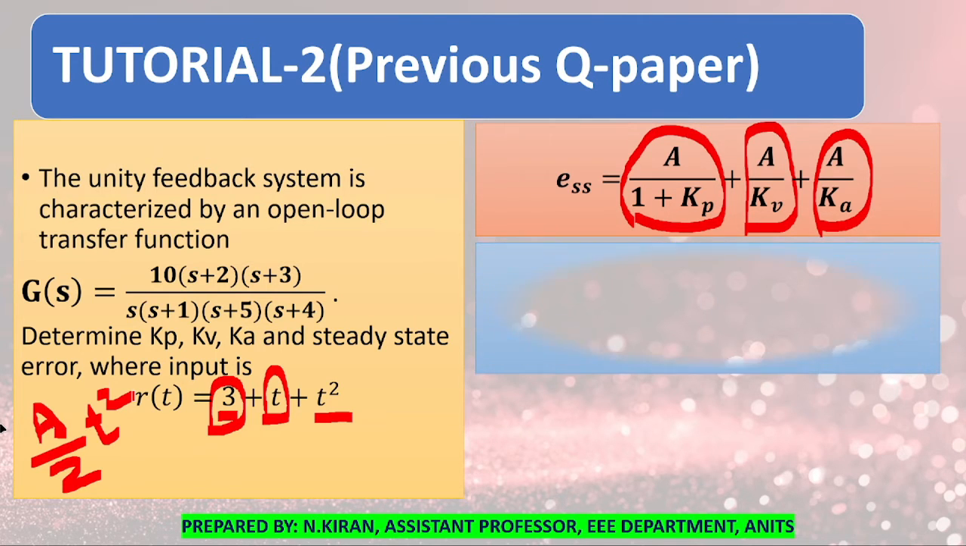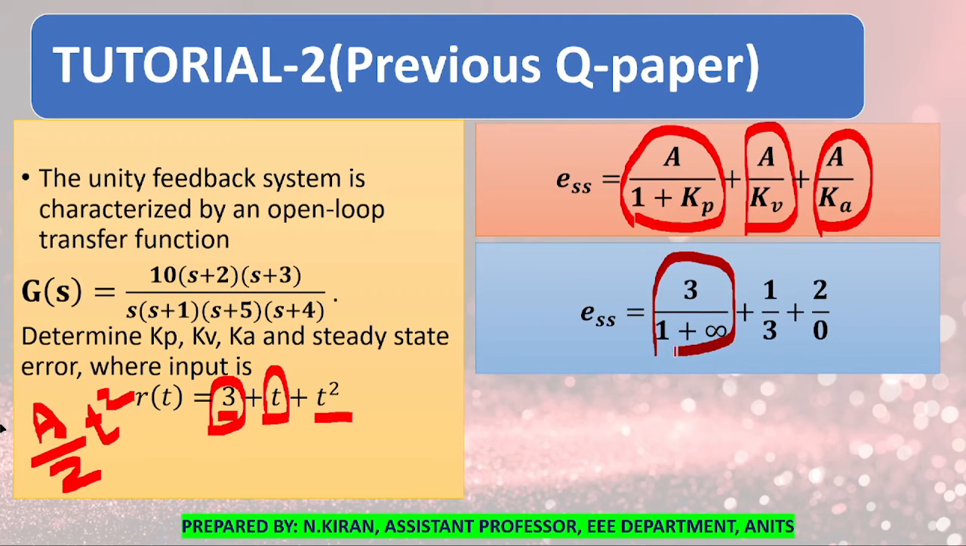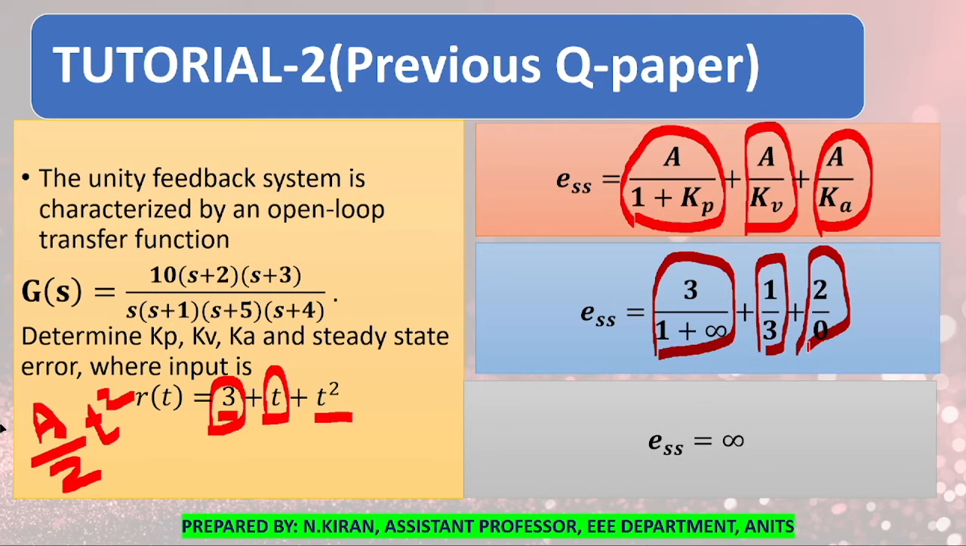So the steady state error ess will be 3 by 1 plus infinity, since the Kp value is infinity, plus 1 by 3, since the Kv value we have obtained as 3, plus 2 by 0, since the Ka value is 0, which will lead to the steady state error value being infinite.